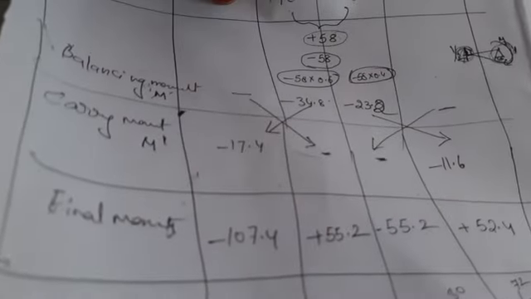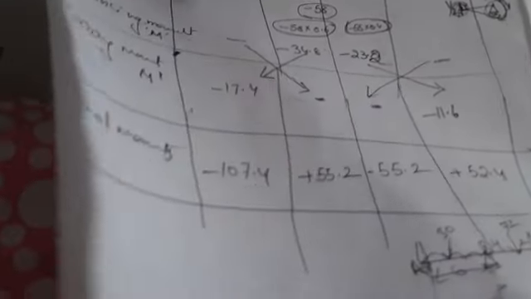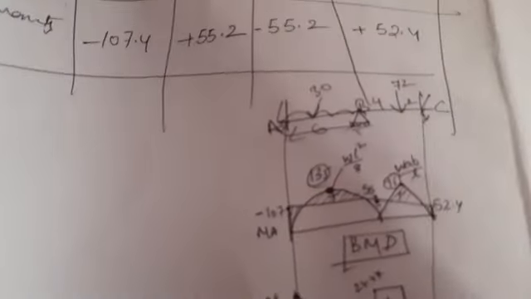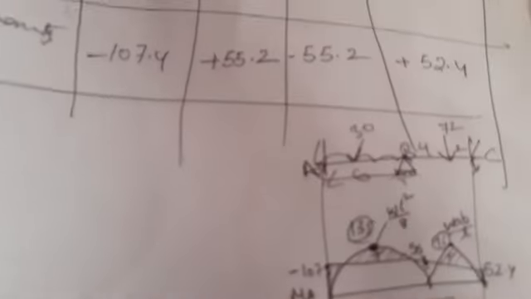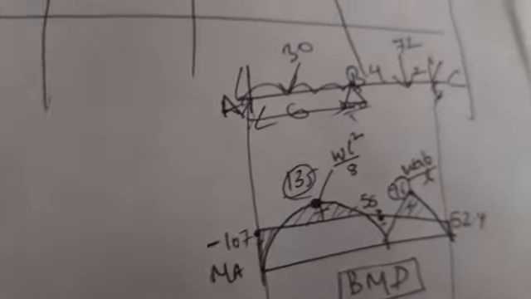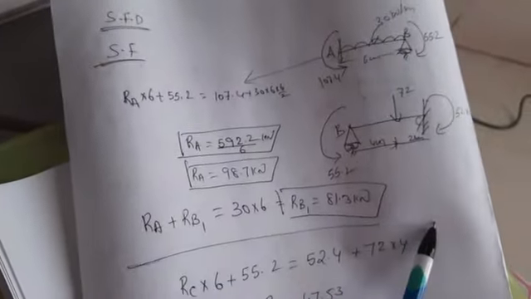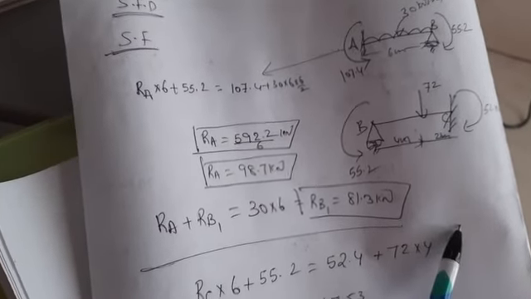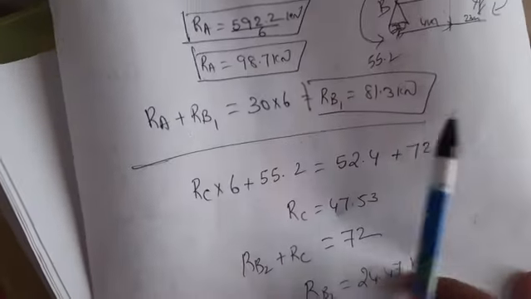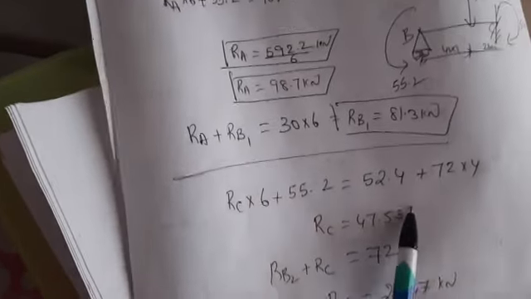Then we take the final moments. Once we calculate the final moments, we draw the bending moment diagram. For the bending moment diagram, we observe which type of beam is given and which types of loadings are there. Based on that, we find the maximum values, and then we draw the bending moment diagram. Next, after finishing the bending moment, we go for the shear force. For this shear force, again we divide the beam into two parts, and we calculate RA, RB1, RB2 and then RC values. Once we calculate the values, we draw the shear force diagram for the given load.